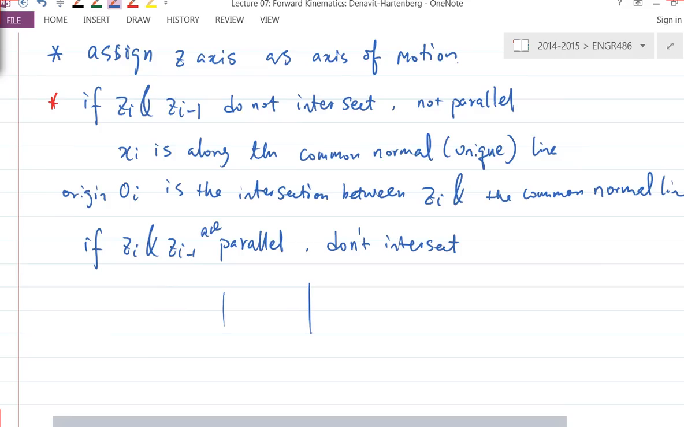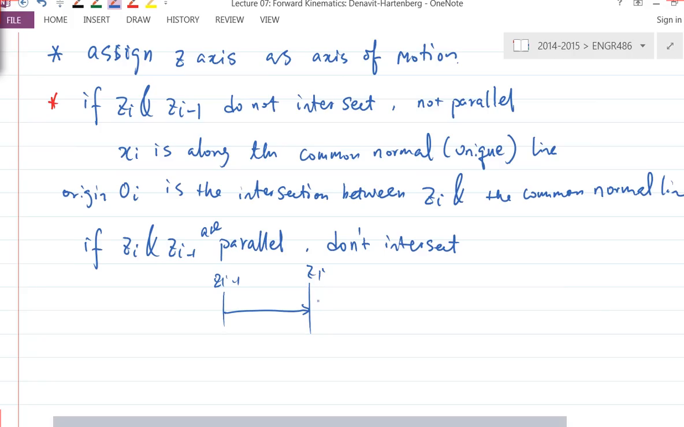then how many common normal lines between the two parallel lines? You have what? Infinite, right? You can draw an infinite number of orthogonal lines between these two. Okay? Then which one shall we pick as the xi then, right? So basically, if this is zi minus 1, this is zi, you can draw any one, basically out from here to there, right?